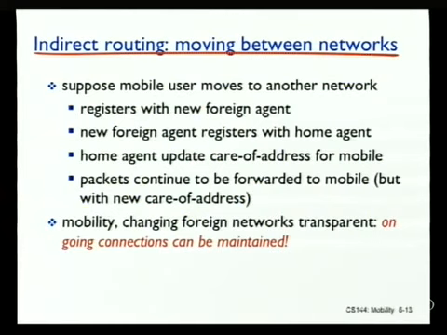So I go from the Stanford network to that yogurt place I go to all the time downtown, and I register there, and they inform UMass that I'm in downtown Palo Alto rather than on the Stanford campus. So the new foreign agent registers me with my home agent. The home agent updates my care of address, so now UMass knows I'm downtown rather than on campus. Packets continue to be forwarded to me, but with a new care of address. We talked before about how some packets could be lost here, because I leave Stanford really quickly and go downtown. People are still sending packets to Stanford, but I'm downtown.